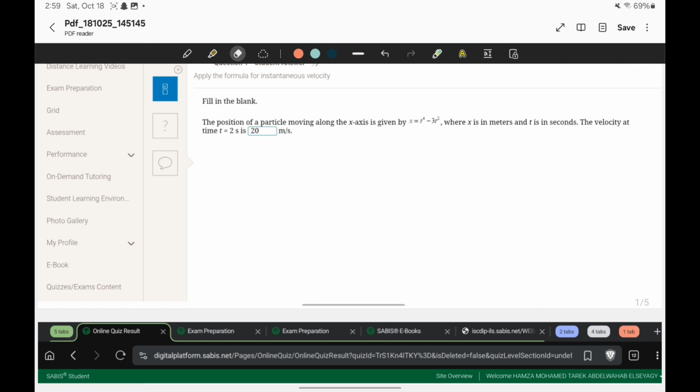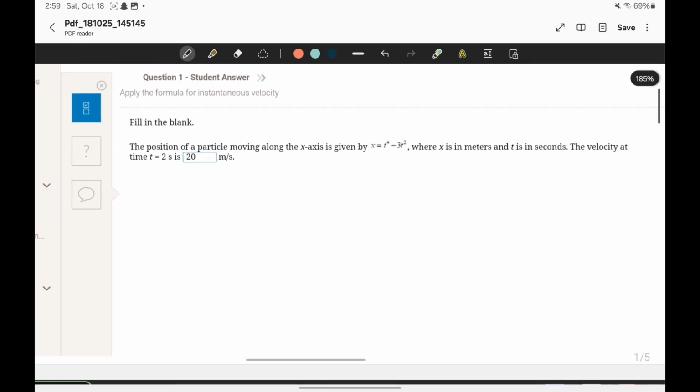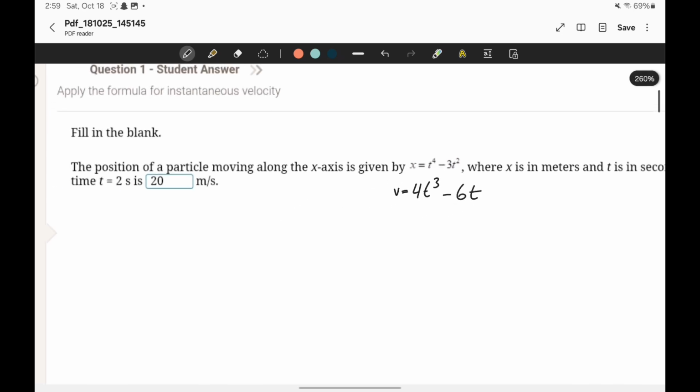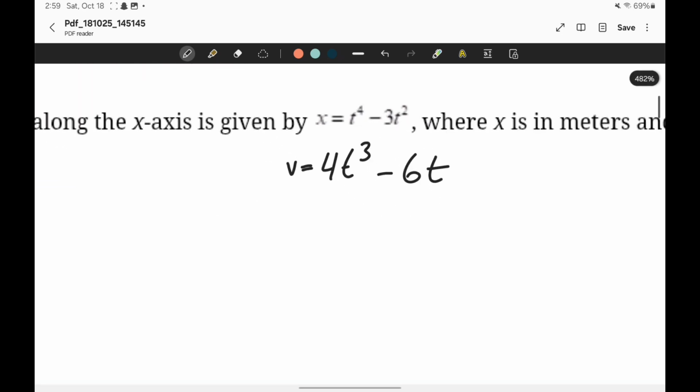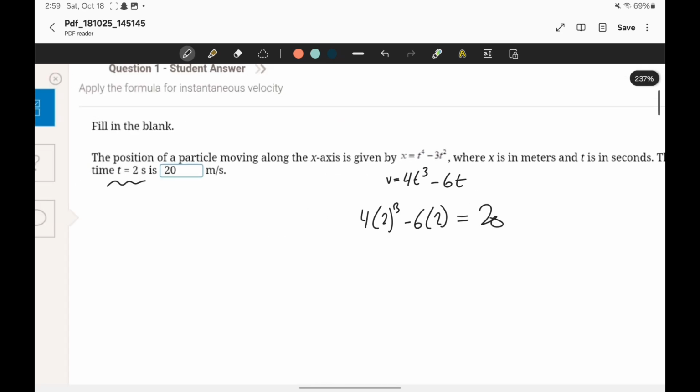Number 1, they're asking about a particle when they gave you the equation of its position. They want the velocity at time 2. They gave us the position here, and to get the velocity, we're just going to derive this once. That would be 4t to the power 3 minus 6t. They told you they want it when time is 2, so you just substitute 2 here. In the end, you get 20. That's your answer.